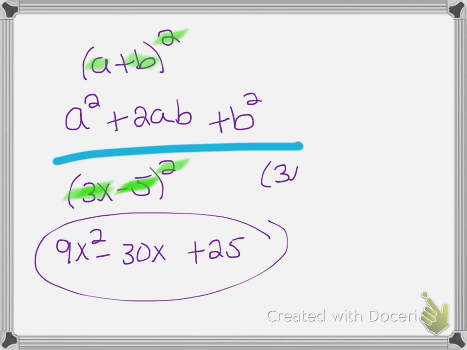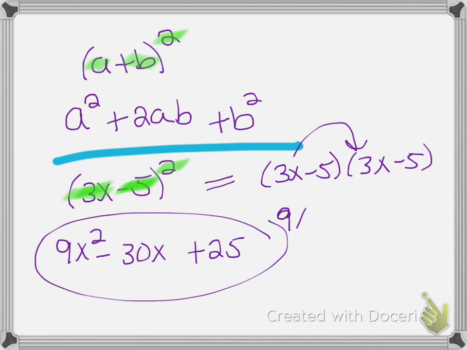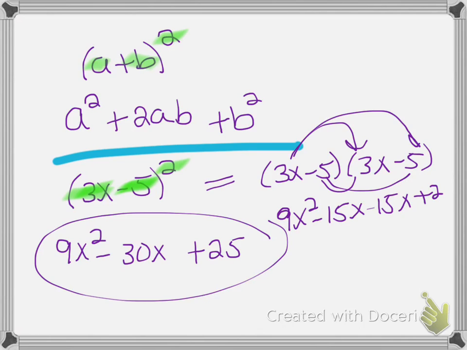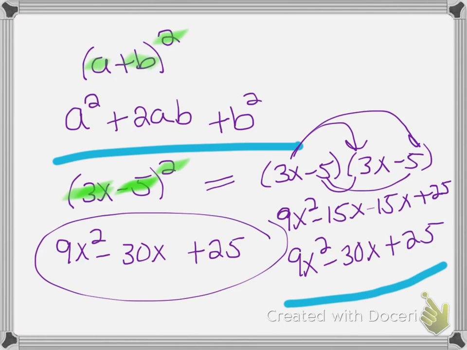If you had written it out and FOILed, right, these two things are equivalent, you're going to get the same answer. First is 9x squared. Outside is negative 15x. Inside is negative 15x. And last is plus 25. So we end up with 9x squared minus 30x plus 25. So whether you use the shortcut on the left or you write it out in FOIL, you should end up with the exact same answer every time.